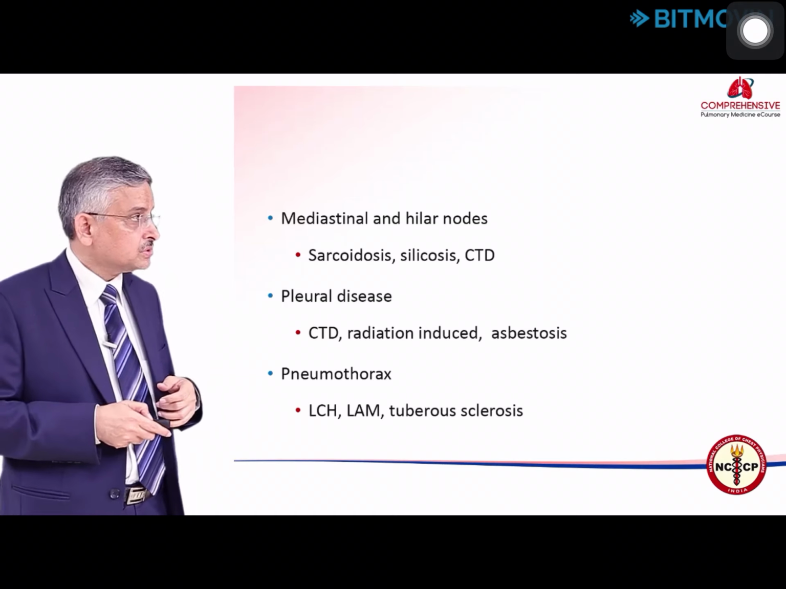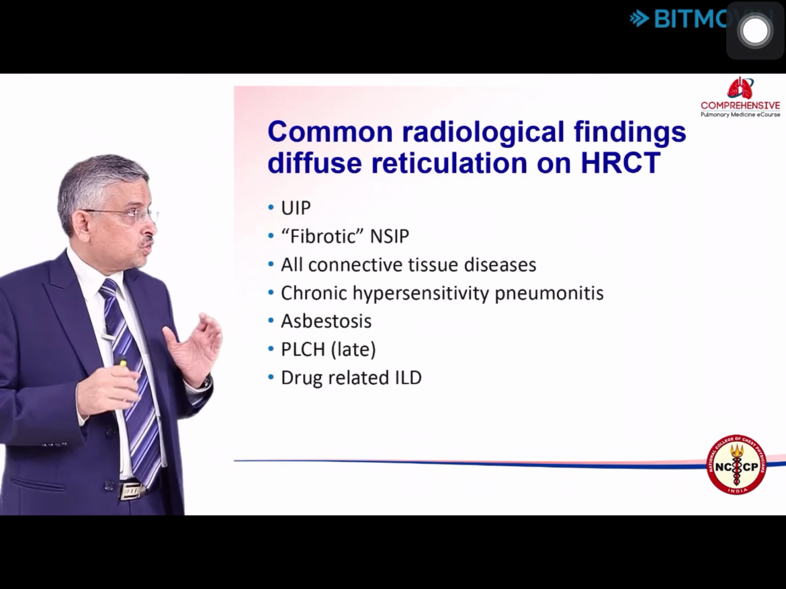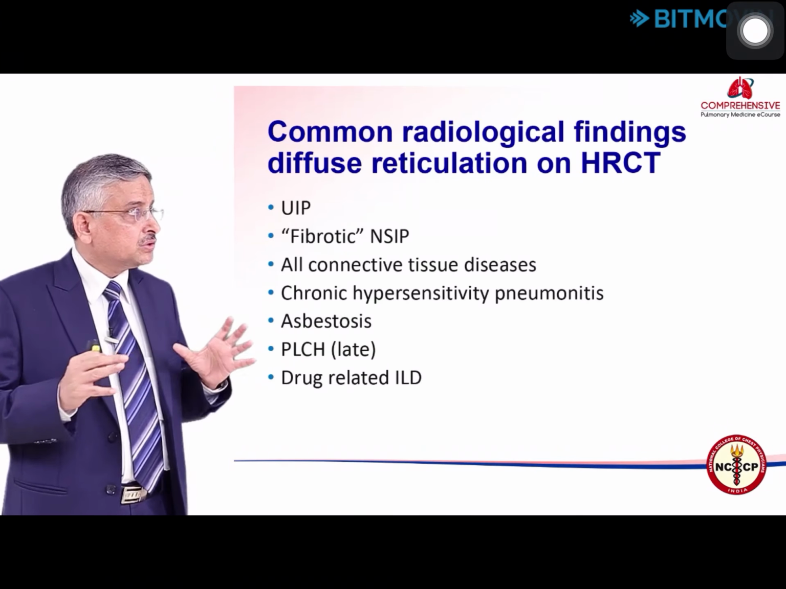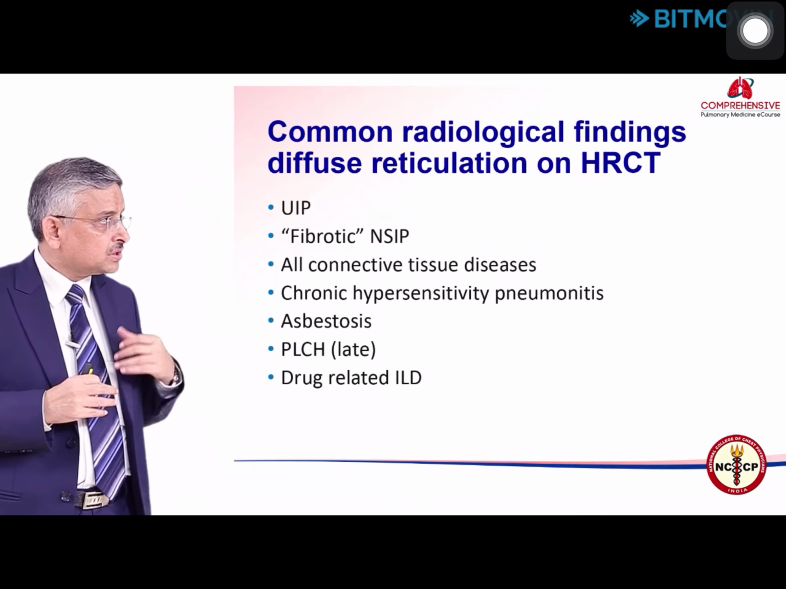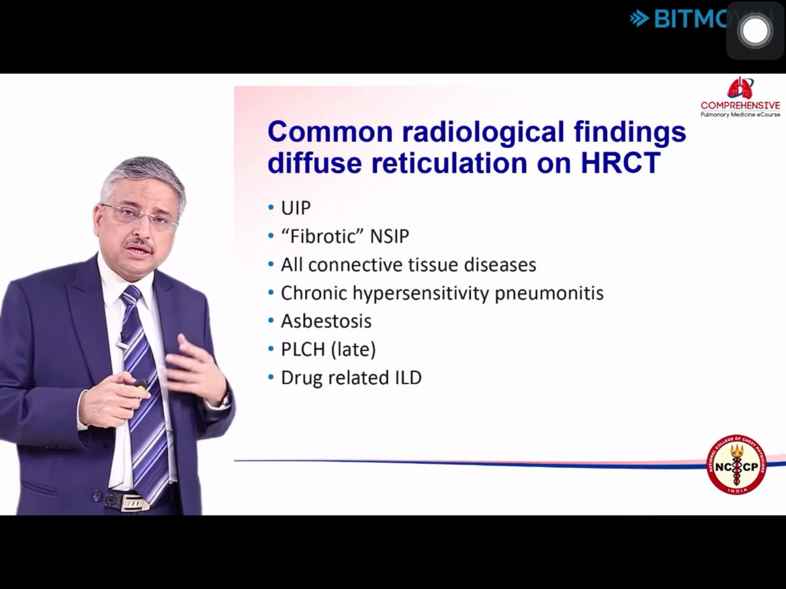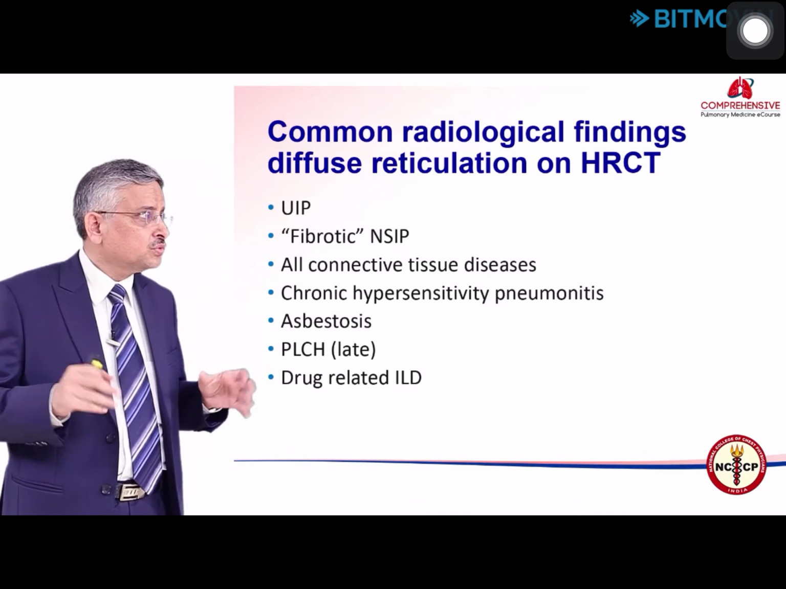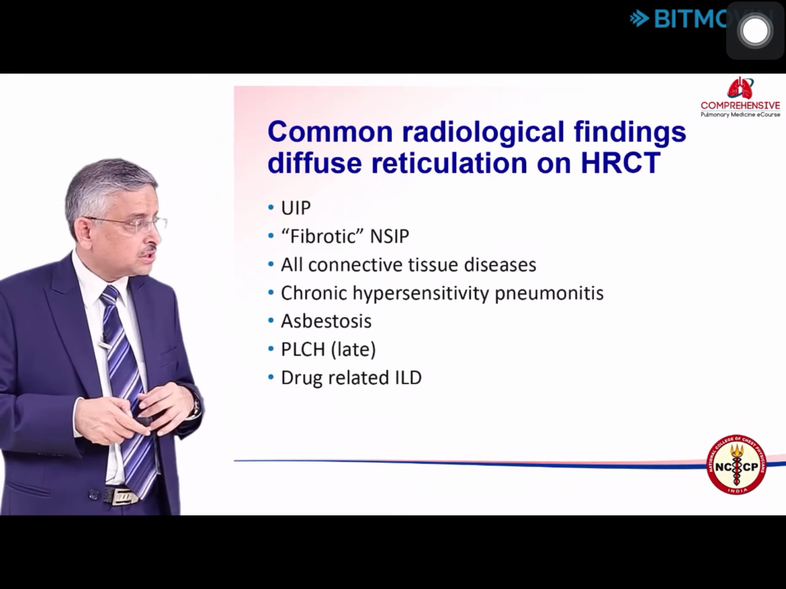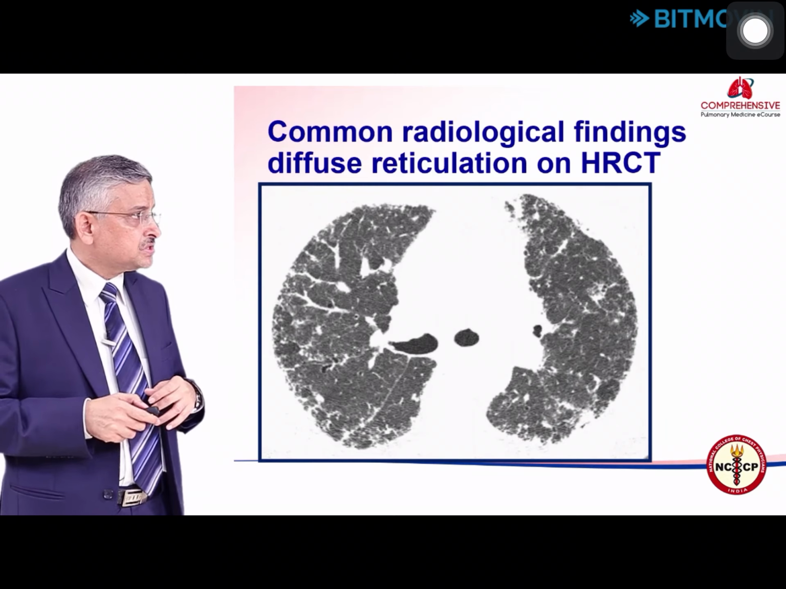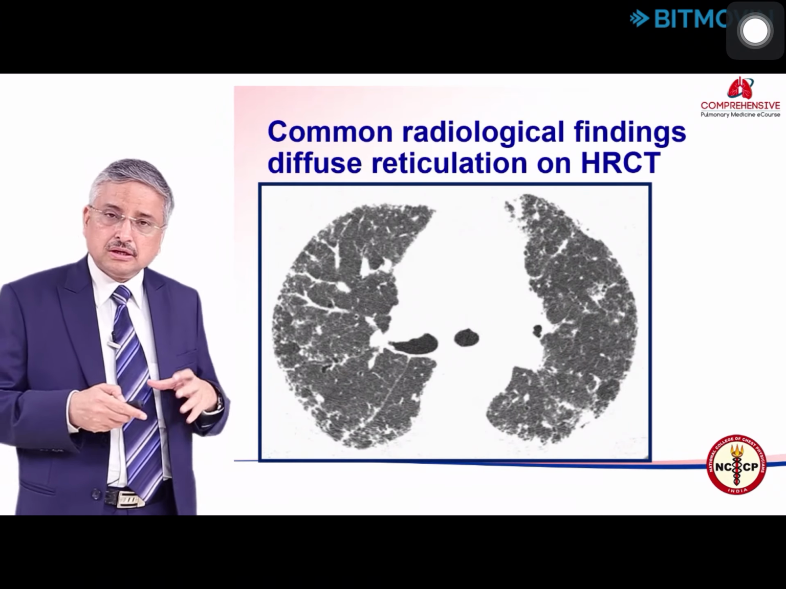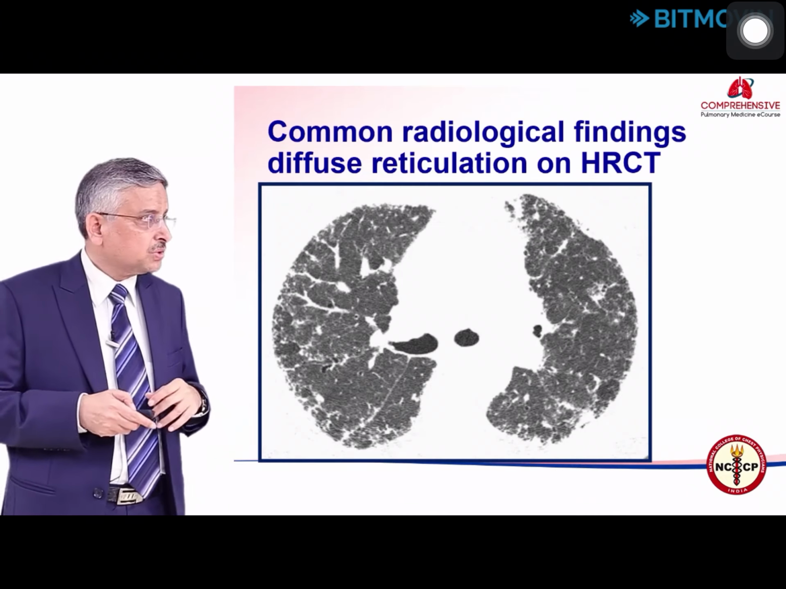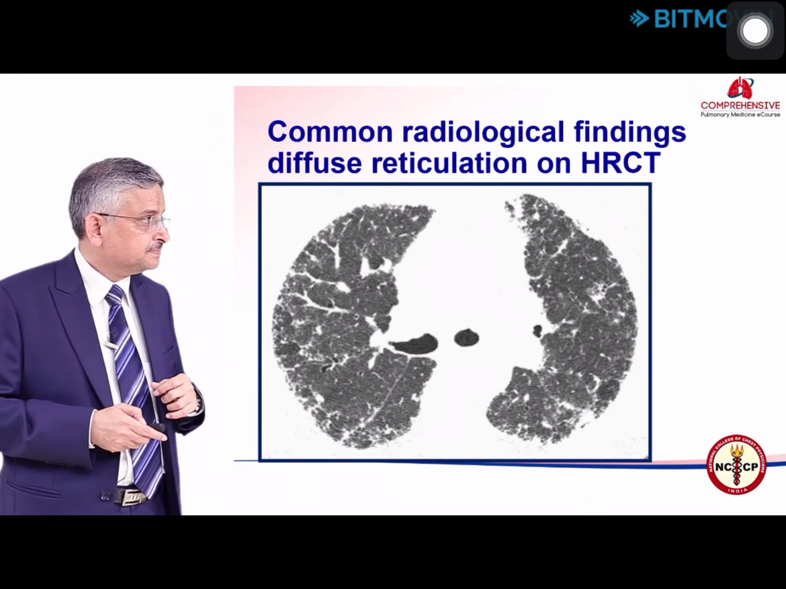So, common radiological findings: you can have diffuse reticulation on HRCT, and this can occur in UIP, NSIP, all connective tissue diseases, chronic HP, asbestosis, all of them can have diffuse reticular shadows. It can also occur in drug induced ILD. And this is the diffuse reticular shadow that you will see on a CT scan, which will tell you that this is just a non-specific picture, it can evolve into anything.